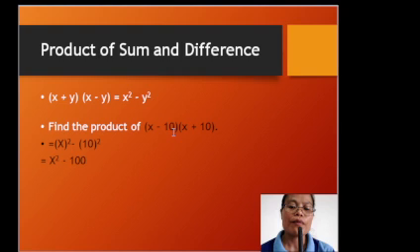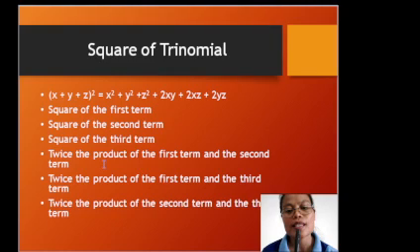We have also here the square of a trinomial. Trinomial means 3 terms: x plus y plus z. There are 3 terms there and we need to square. So how many steps are there here? 1, 2, 3, 4, 5, 6. The first one is the square of the first term. The first term is x, so you need to square x, that is x squared. Next step is the square of the second term. The second term is y, so you need to square y, and that's y squared. Next is the square of the third term. The third term is z, so we need to square z, that is z squared.